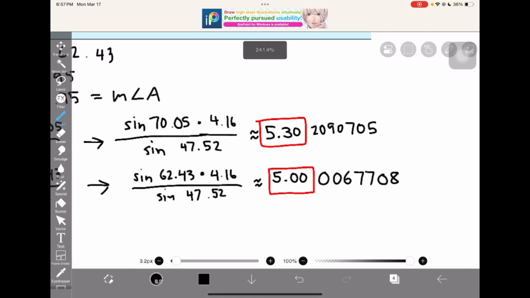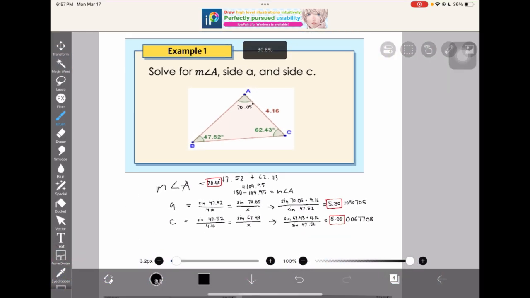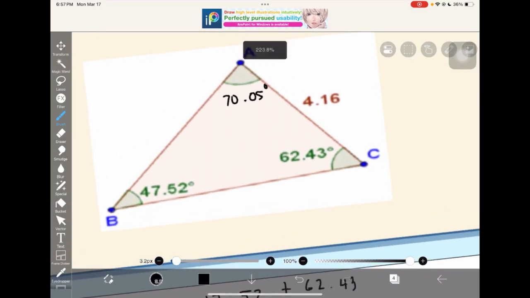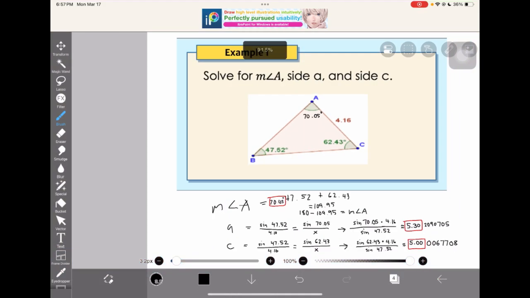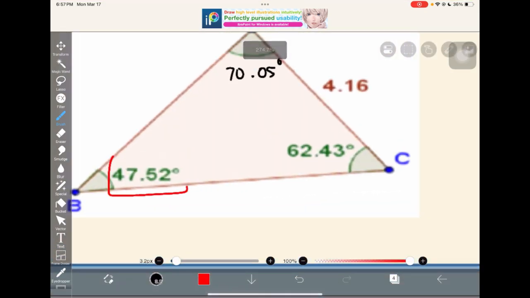There we go. Okay. Good job. That's our first case over here. This is an example of AAS. Because, as you can see over here, we have a given angle, another given angle, and a side. So this is AAS.